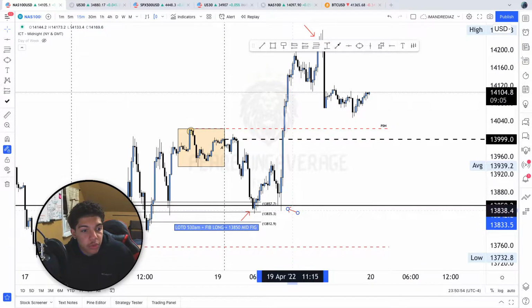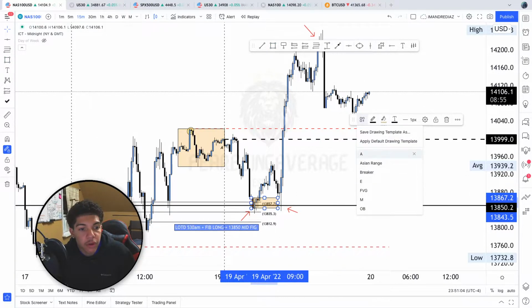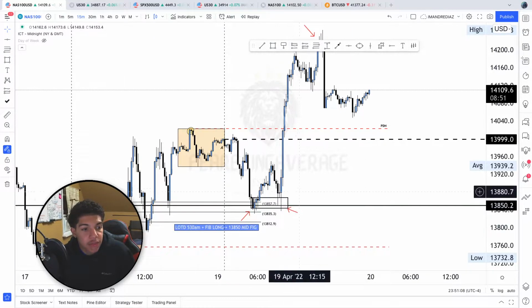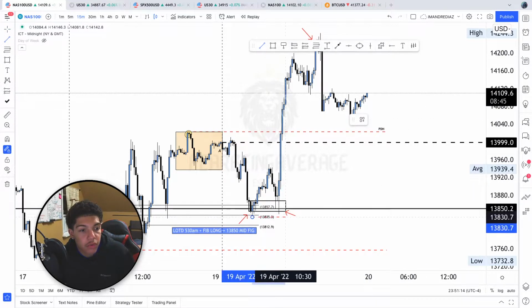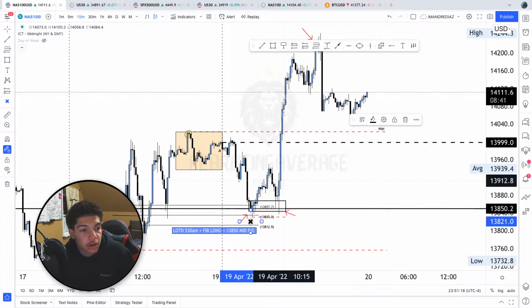Why is this area important? For one, look at the time that we retraced into this area: 9:30. At 9:30, we retraced back into this order block that we created at 5:30. When price expanded to the top side, price came down, tapped into it, and also tapped into this 13,850. And pay attention to how this low was never ran through. The low of the day that was created at 5:30 never got ran through.